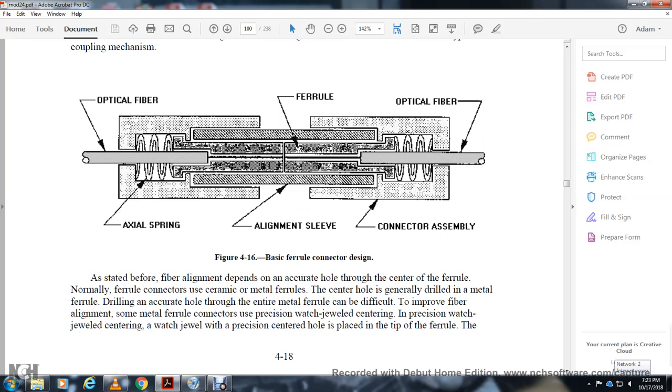As stated before, fiber alignment depends on an accurate hole at the center of the ferrule. Normally the ferrule is made of ceramic or metal. Generally the central hole of a metal ferrule is drilled, but drilling an accurate hole through the entire metal ferrule can be difficult. To improve fiber alignment with a metal ferrule connector, precision watch jewel centering is used.